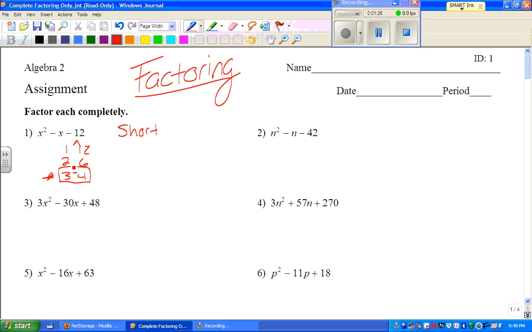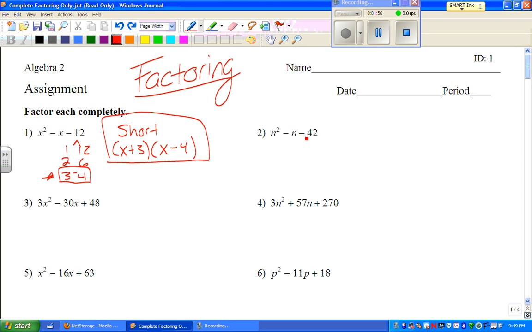And when I factor this, the short method means I'm already done. This is a positive 3, so this becomes x plus 3. And this is a negative 4, so this becomes x minus 4. And that's it. There's your answer. Okay? Now, this method only works when you have nothing next to your quadratic term. So that means in number 2, I've got nothing next to n squared. It's like having a 1 there. So that's the only time you could do this.